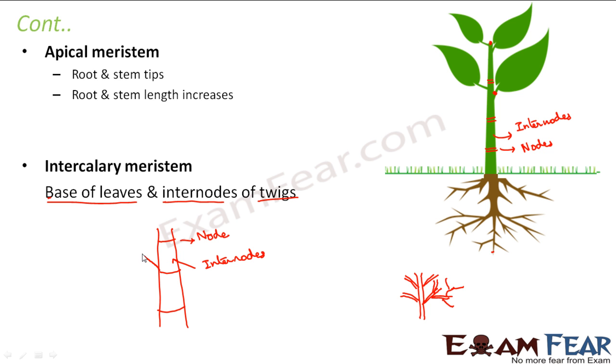So if you look at it, this is how the branches arise. This is how the leaves will also arise, right? So it actually helps in the growth of the branches, branch formation, and also helps in the growth of the leaves, right? Okay. Now let us look at the lateral meristem.